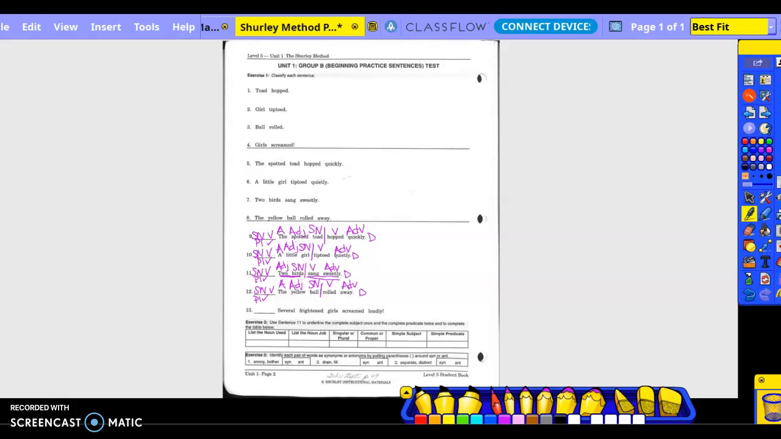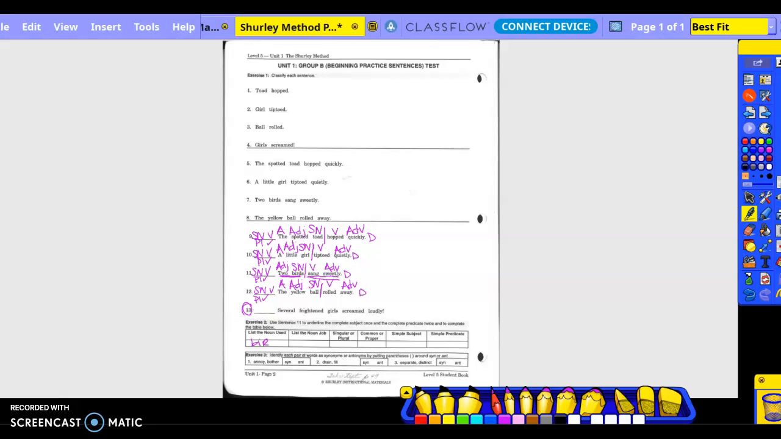Okay. So 13 you guys will do for homework. Exercise 2, use sentence 11 to underline a complete subject once. Oh, and we just did that. Okay. So where we did the complete subject once and the complete predicate twice. Okay. We just did that. So list the noun used. So what was the noun in that sentence?